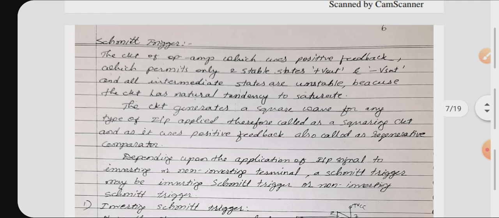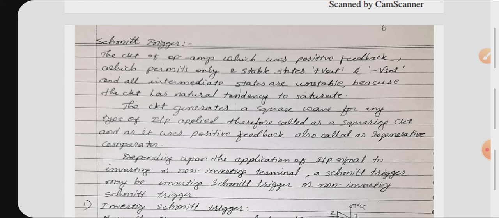A circuit of op-amp which uses positive feedback, which permits only two stable states, that is plus Vsat and minus Vsat, and all intermediate stages are unstable because the circuit has a natural tendency to saturate. That means whatever may be the input signal, sine, square, triangular, whatever it may be, the output will always be a square wave. Square wave means it will always be at plus Vsat or minus Vsat, positive saturation or negative saturation. This means this circuit generates a square wave for any type of input signal applied.